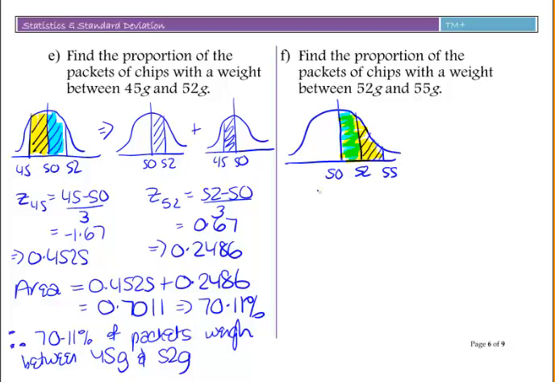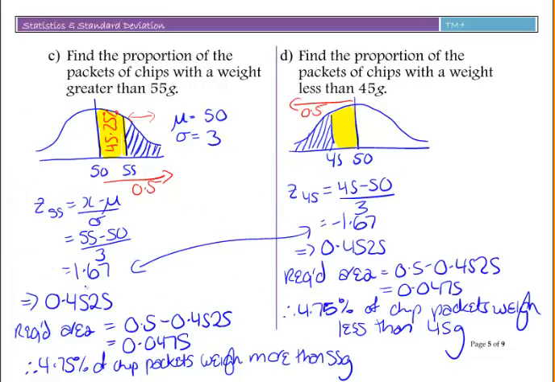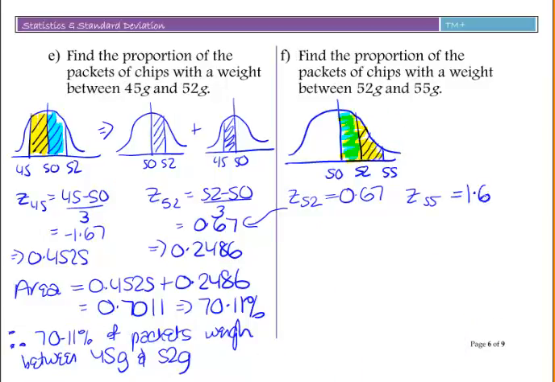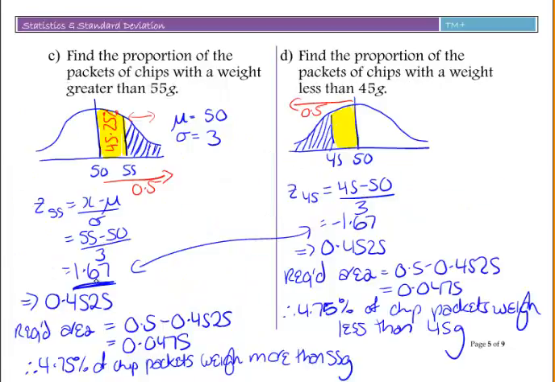Okay, so let's look at our z-scores. Our z-score for 52, I've already worked it out, so that's 0.67. Our z-score for 55, I worked out previously as well. Let's go to a previous screen. So there's that 1.67 there, saves me working them out again. So my proportion for 52 was 0.2486, again just from there, and my proportion for a z of 55 was 0.4525.